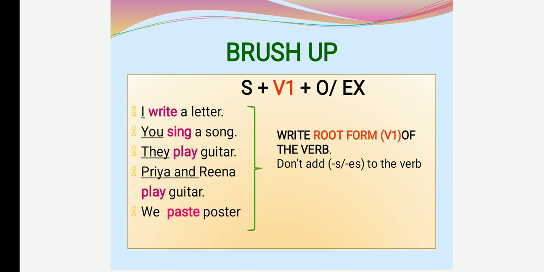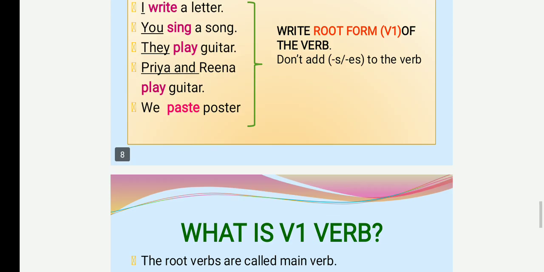When the main verb is followed by a plural subject, we have to use only the main verb. We should not add s or es to it. If you add s or es to it when the main verb is followed by a plural, you may lose your marks in your exam. So keep in mind that when the main verb is followed by a plural subject or the first person singular I, we should not add s or es to the main verb.